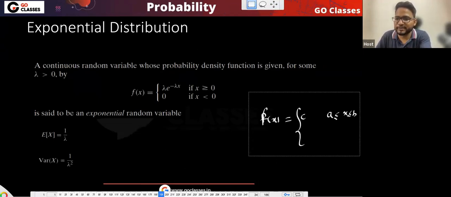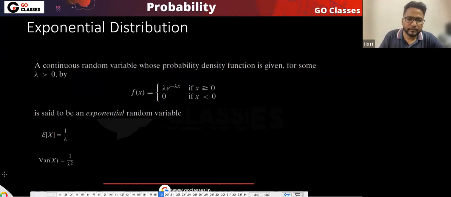Now let's just see this exponential distribution. Basically, in the exponential distribution, if any random variable has this kind of PDF, which looks like lambda times e to the power minus lambda x, if x is greater than or equal to 0, otherwise, if x is less than 0, it is 0.